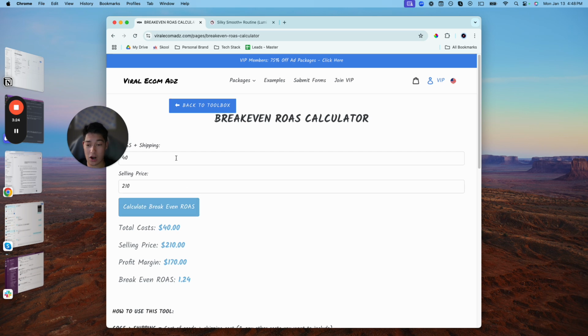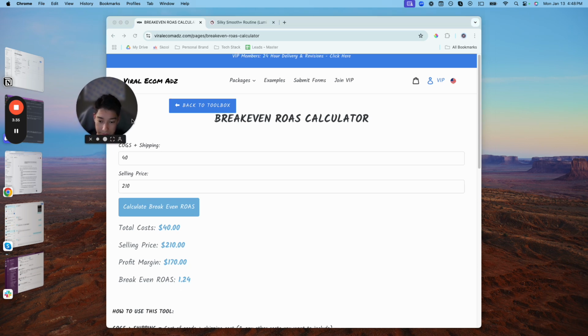That means they can operate all day long on Facebook with, let's say, a 1.5 ROAS or even a 1.6. Literally anything over a 1.24, they're making money, okay? And their profit margin is 170. So that means that if they get a cost per purchase for $170, they are not losing money, they are breaking even.